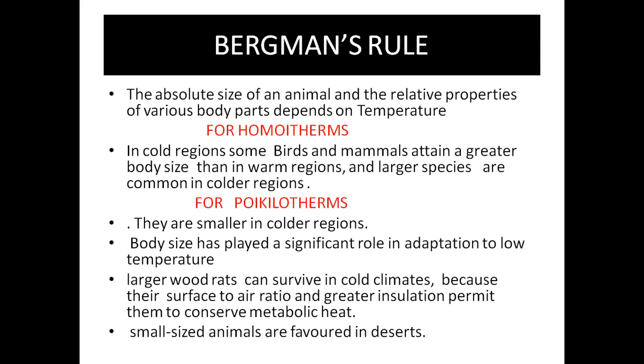and the relative properties of various body parts depend on the temperature. For homotherms and for poikilotherms, there are two different sets. For homotherms, in cold regions, some birds and mammals attain a greater body size than in warm regions, and larger species are common in colder areas. These are for homotherms. And for poikilotherms, meaning cold-blooded animals, this changes in reverse order. They are smaller in colder regions. Poikilotherms are smaller in colder regions.